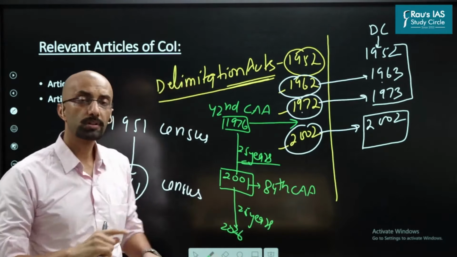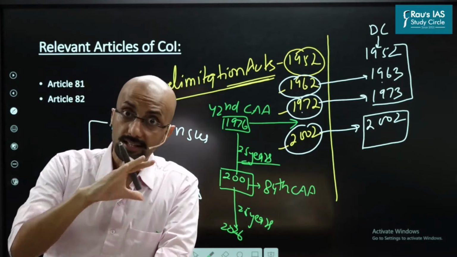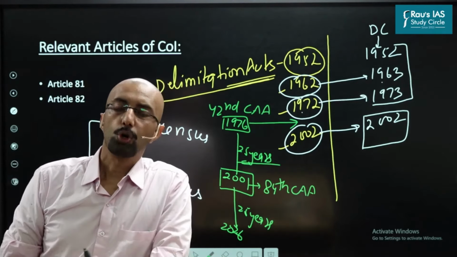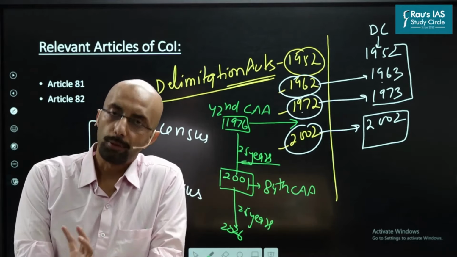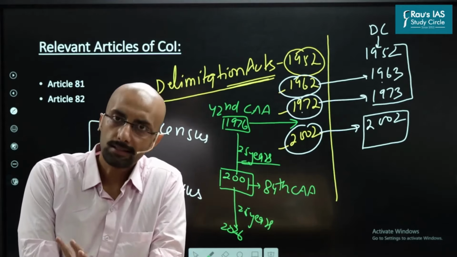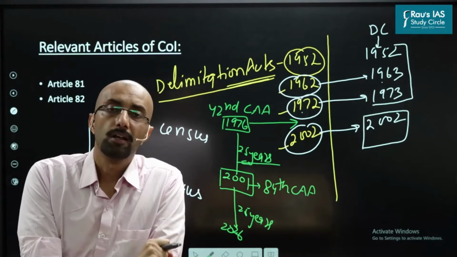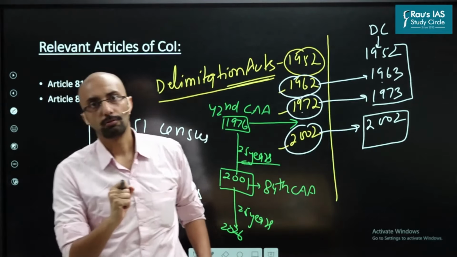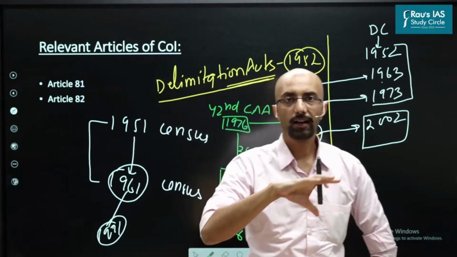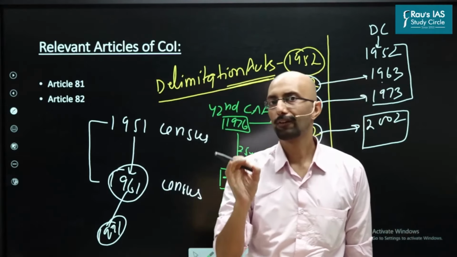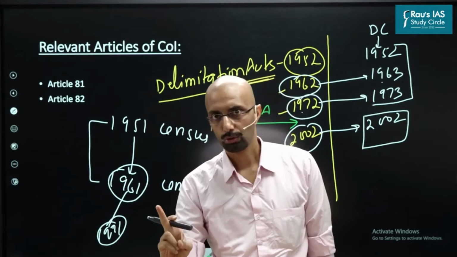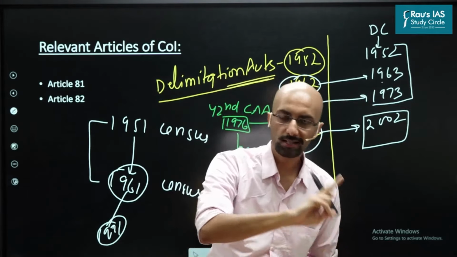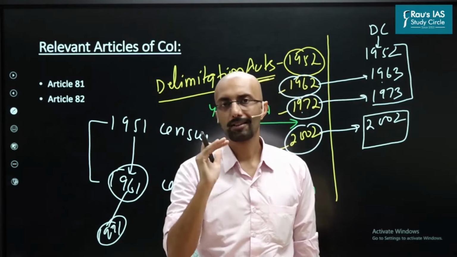Now I hope you understand we are doing this freezing of delimitation because we want to encourage these states to control population growth and to take family planning seriously. However, in this attempt, we end up disturbing the representative justice. That means one man, one vote, or every man's vote has equal value. That principle has now got disturbed.